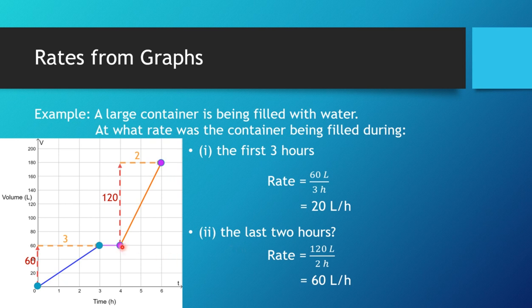So if you can find the gradient of a straight line, you can find the rate at which the quantities change.